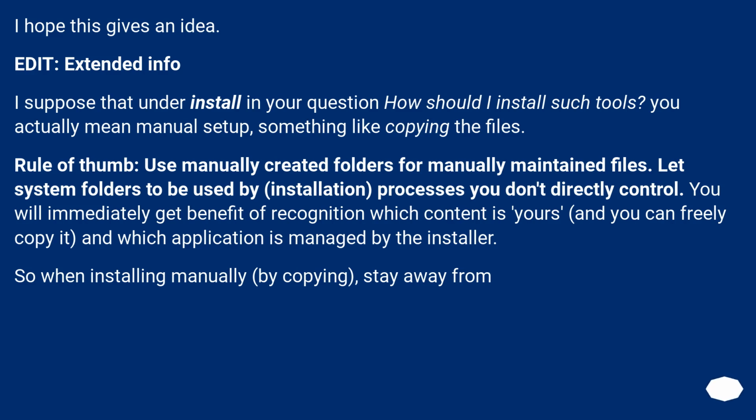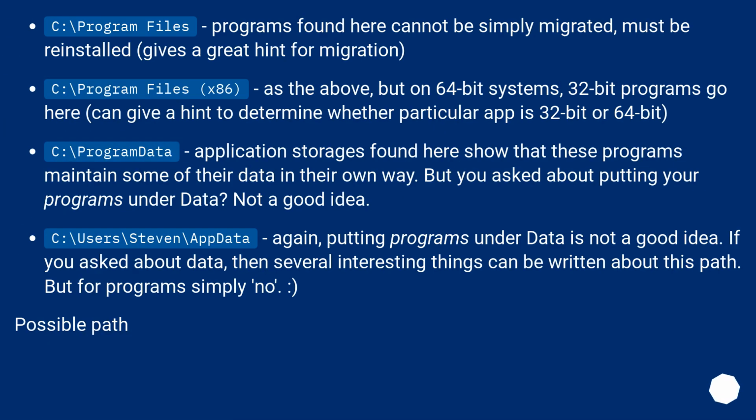So when installing manually, by copying, stay away from /program files. Programs found here cannot be simply migrated, must be reinstalled, which gives a great hint for migration. /program files (x86): as the above, but on 64-bit systems, 32-bit programs go here, which can give a hint to determine whether a particular app is 32-bit or 64-bit.